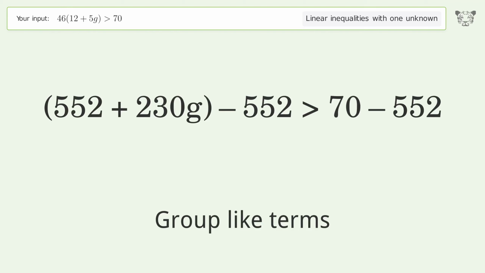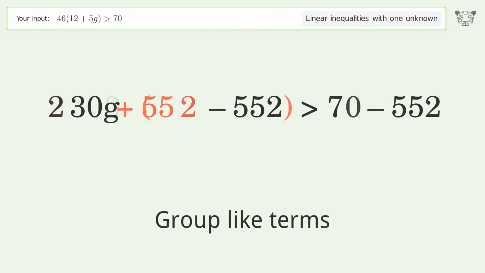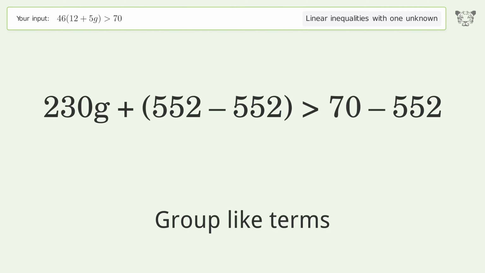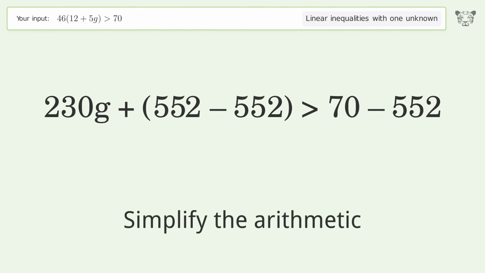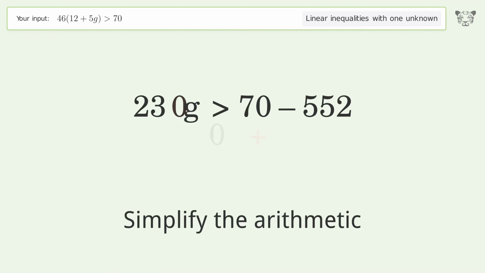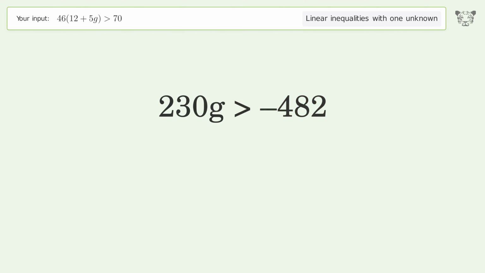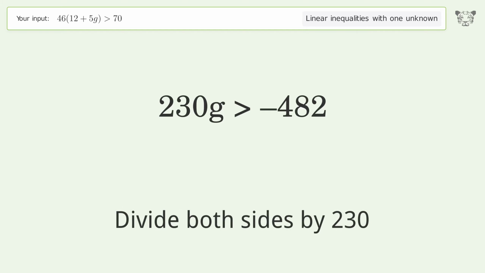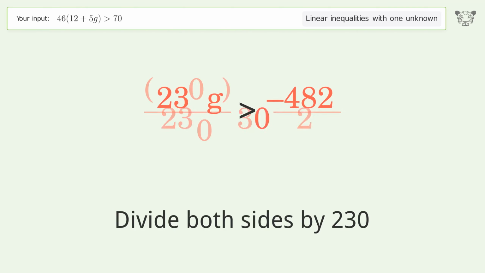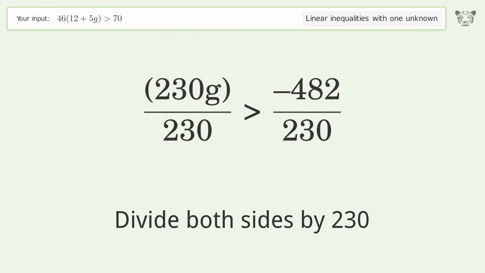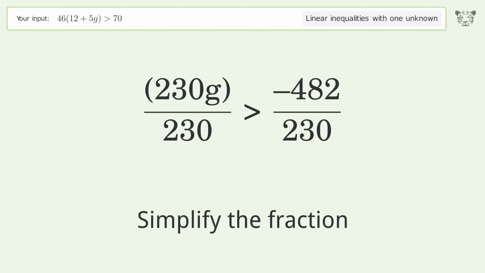Group like terms. Simplify the arithmetic. Isolate the g. Divide both sides by 230. Simplify the fraction.